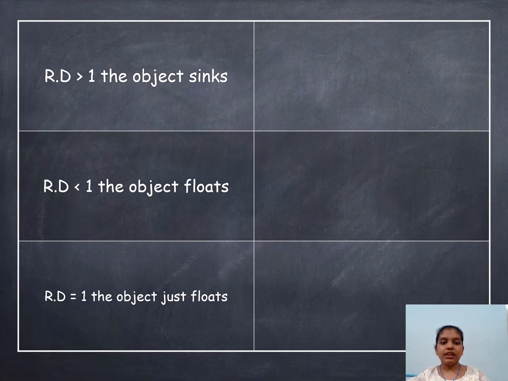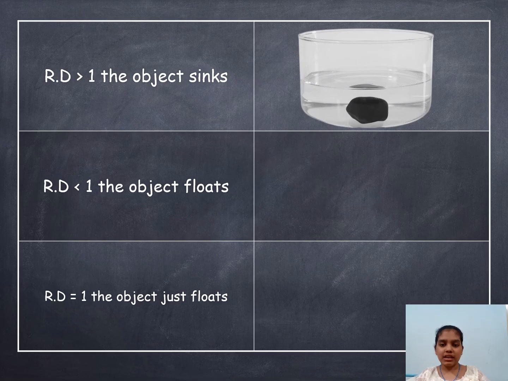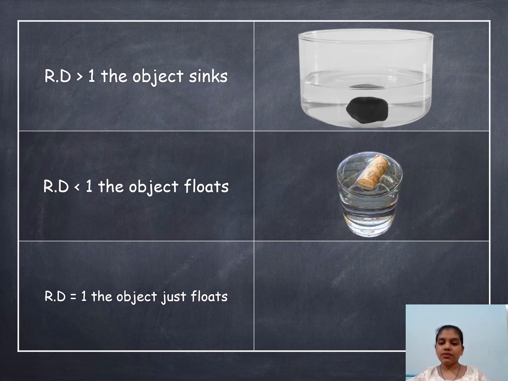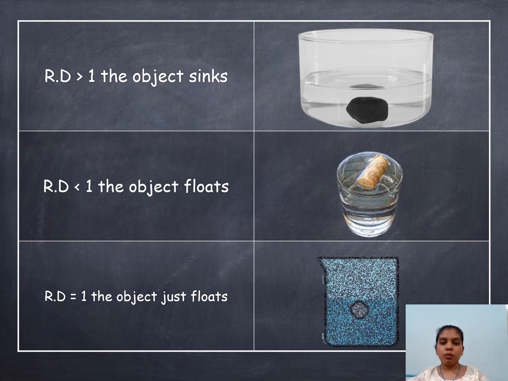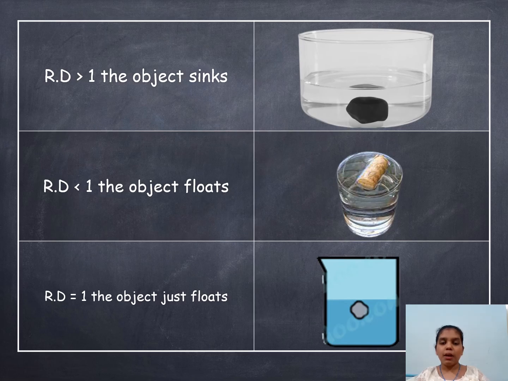As you can see, when the relative density is greater than the density of water, the stone sinks at the bottom of the container. When the relative density is lesser than 1, the object floats above the surface of the water, and when the relative density is equal to 1, the object is completely submerged but still floats below the surface of the water.